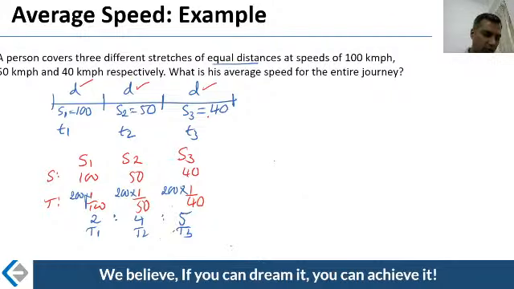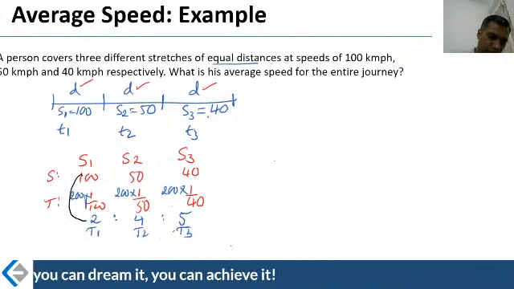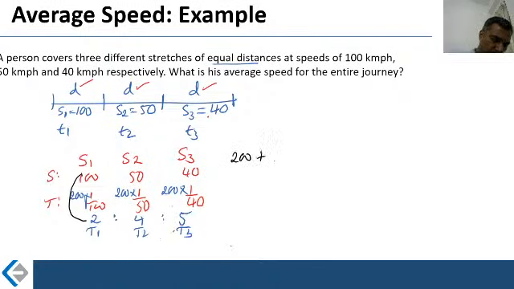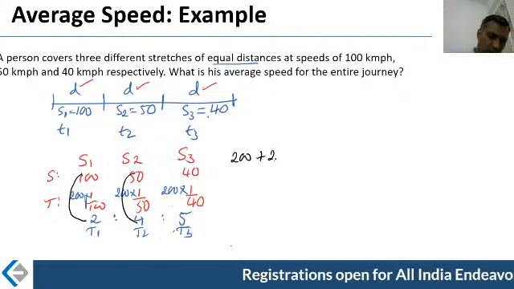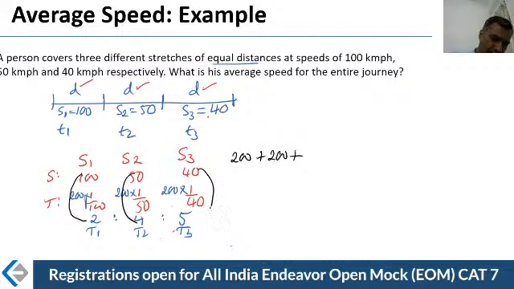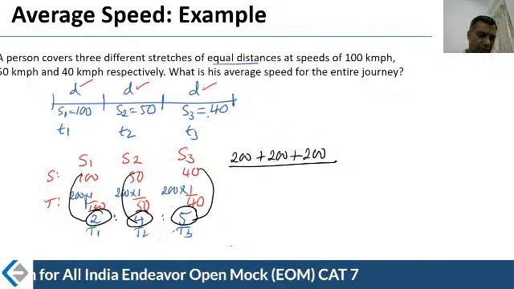Now do S1, T1, S2, T2. Let's do that particular part. You are multiplying 100 with 2, that is 200, S1 into T1. You are multiplying 50 with 4, which also becomes 200. You are multiplying 40 with 5. That's also 200, because anyway the distances are same. No worries. Divided by what? 5 plus 4 plus 2, which is nothing but 11.